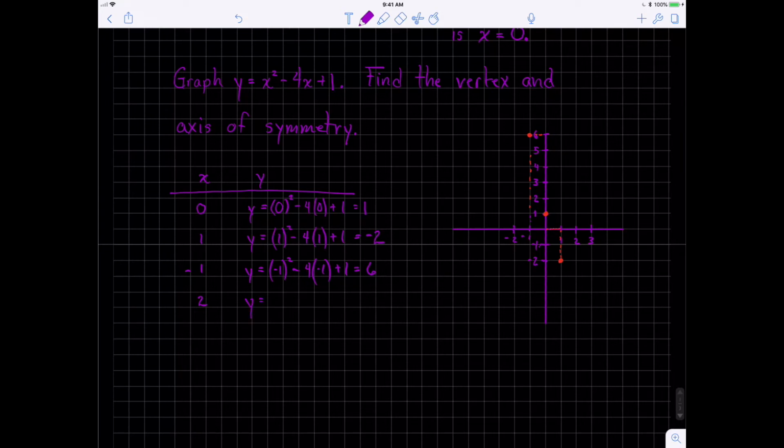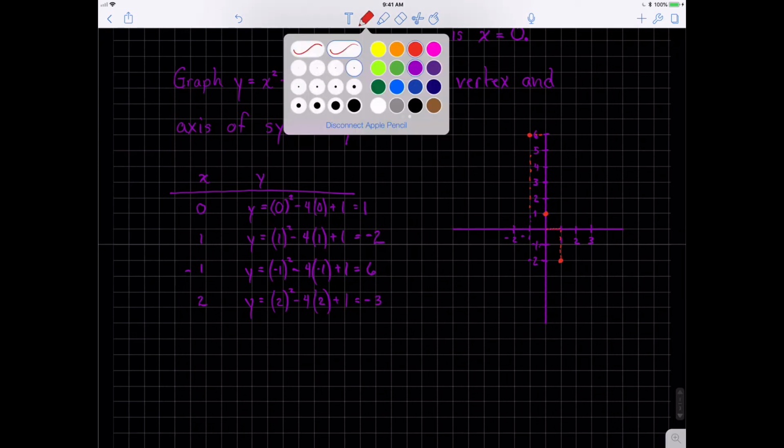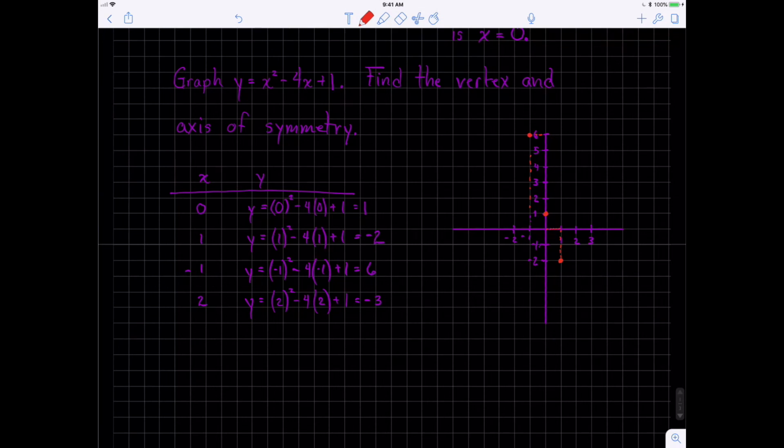So y equals 2 squared minus 4 times 2 plus 1. Well, let's see, 2 squared, that's 4. 4 times 2 is 8. So 4 minus 8 is -4, plus 1 is -3. Oh, so look at what happens here. At 2, we go all the way here to 2, and it drops down to -3. Oh, so it doesn't take such a big step. I bet that might be our lowest point. The only way to know that, though, is to try what happens at x equals 3.